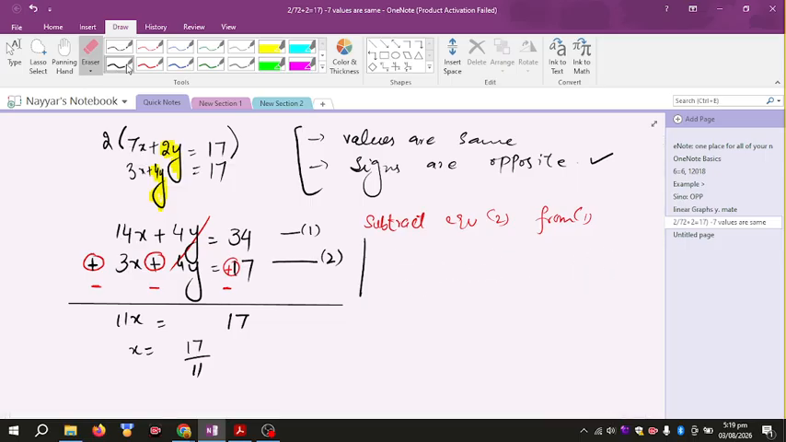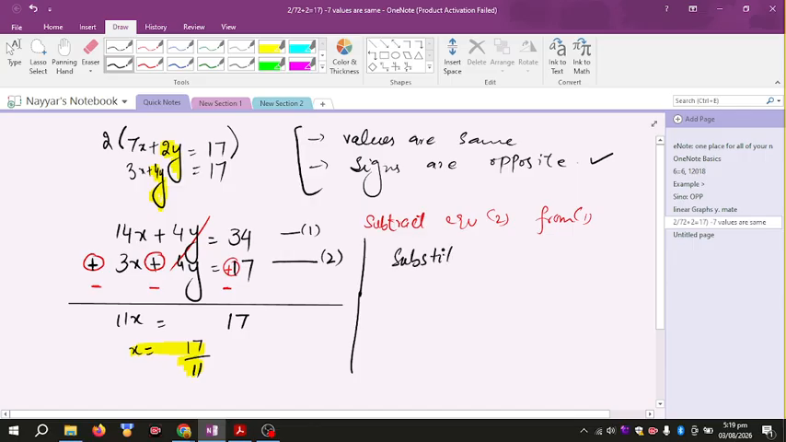Wait, what did you do after the 3x plus 4y is equal to 17? This is the second equation. I wrote the second equation, 3x plus 4y is equal to 17. And what did you do after? You subtracted equation 2? I subtracted equation 2 from 1. So if I subtracted this equation 2 from 1, I change the signs. Okay.